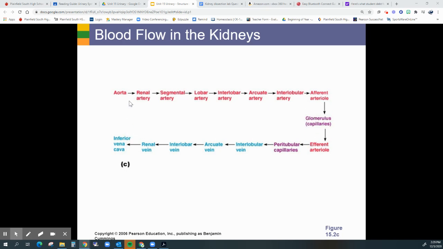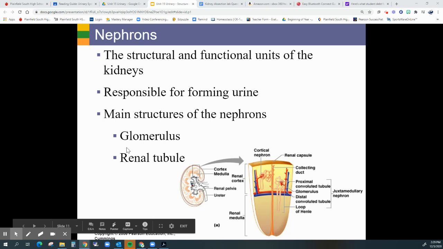One of the things you do need to know is that there is a renal artery and a renal vein, so make sure you know the difference between those. The artery is going toward the kidney. The vein is going away from the kidney. Next structure we're going to talk about is the functional portion of the kidney, which is referred to as the nephron.